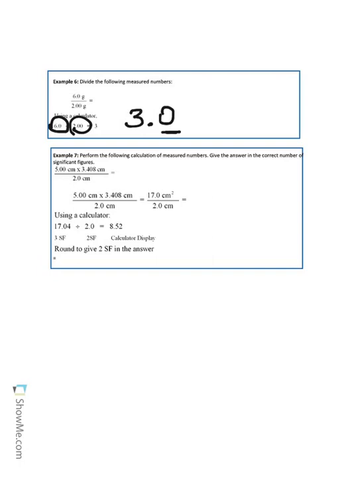Let's look at one more. 5.00 centimeters times 3.408 centimeters divided by 2.0 centimeters gives you an answer of 8.52 on your calculator. The first number has 4 significant figures, and that is a typo. That should say 4. 4 significant figures. The second has 2. Your answer should have 2. Therefore, the final answer is 8.5 centimeters.